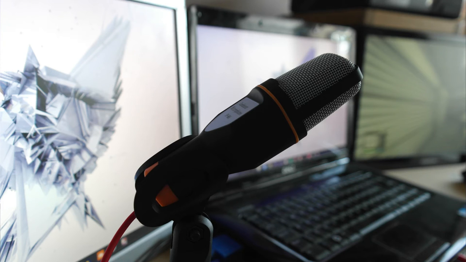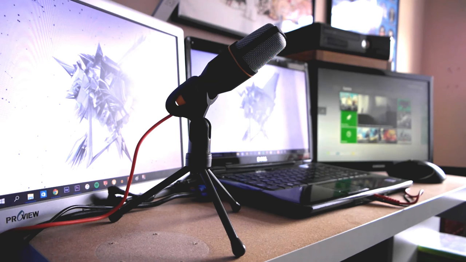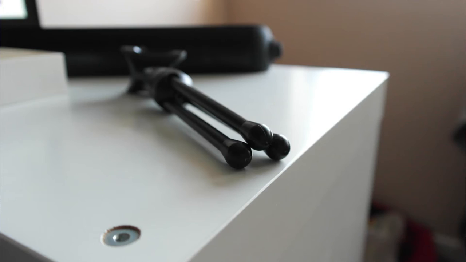I'm going to test it out at different ranges. So right next to it, this is what it sounds like. Get a bit further away, and then sat right back in my chair. A car just went past, so that probably ruined the quality, but yeah.